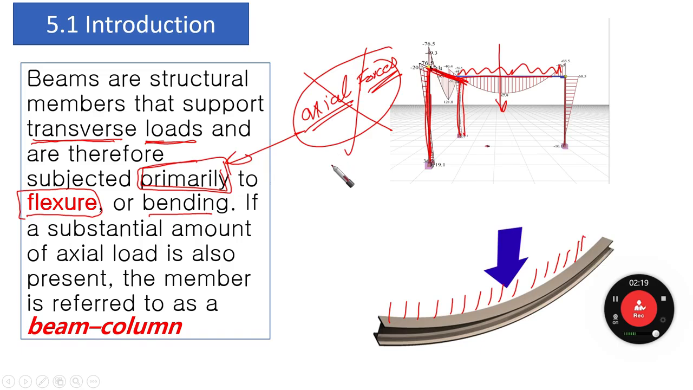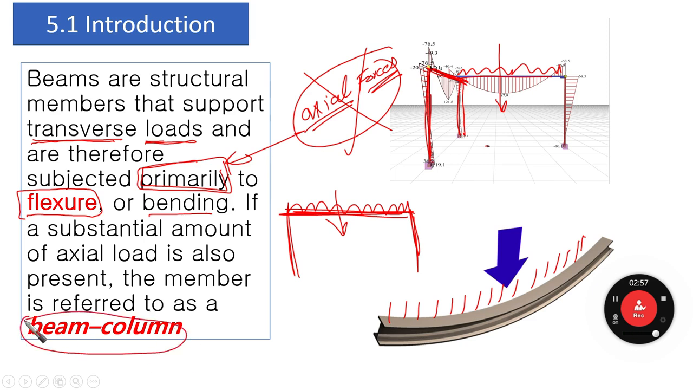But if it is negligible to the level that we can neglect it, then we are going to claim that this element, whether it's a beam, for example, is, to some extent, going to have some axial load, but primarily it supports transverse loads, and therefore is subjected to flexural or bending behavior. If a substantial amount of axial load is also present, the member is referred to as a beam column. Okay, and we are going to talk about it later on.